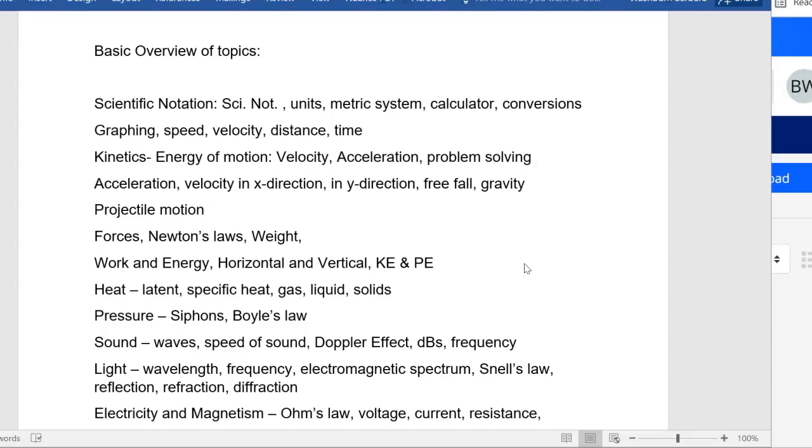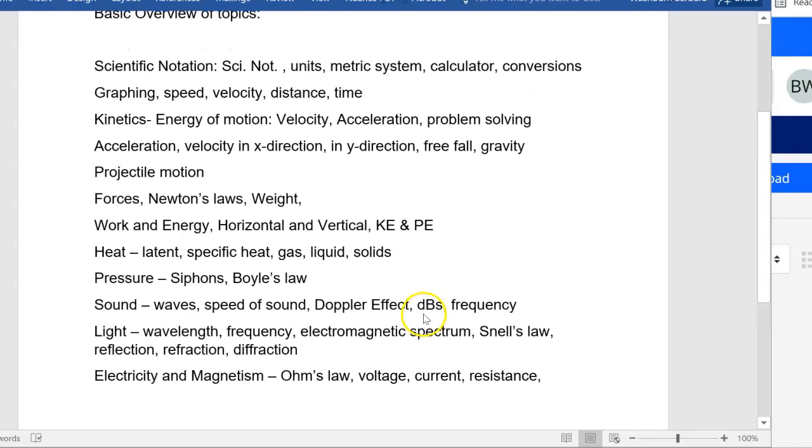So under geometrical optics, we're going to learn about Snell's law, and that's basically how you see reflections and how light goes through materials and how it affects it. That's called refraction. And then under wave optics, we're going to learn about diffraction.